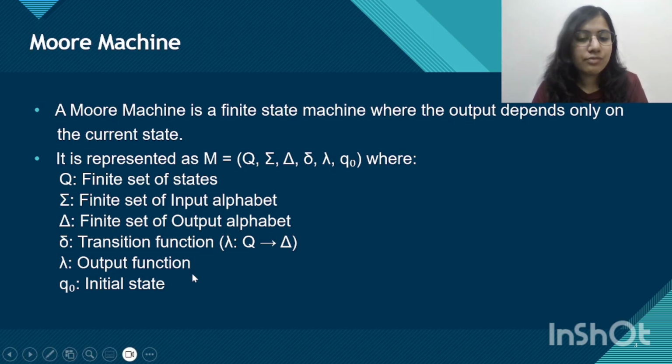And the transition function defines the relationship between the finite set of states and the finite set of output alphabets. Since in Moore machine our output depends only on the current state, we'll represent it like this. Lambda stands for the output function, and Q0 is the initial state.